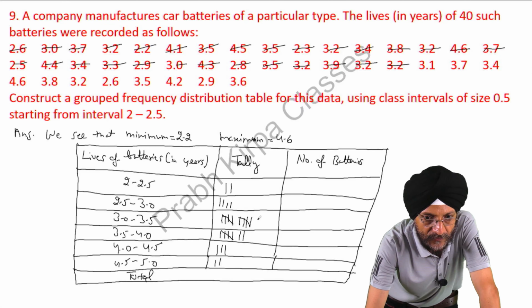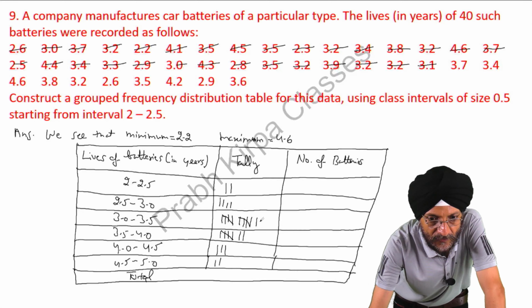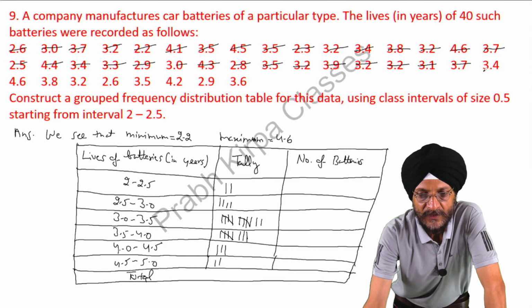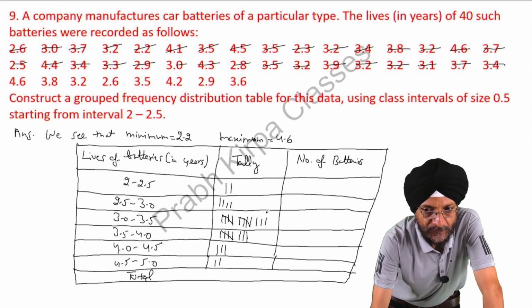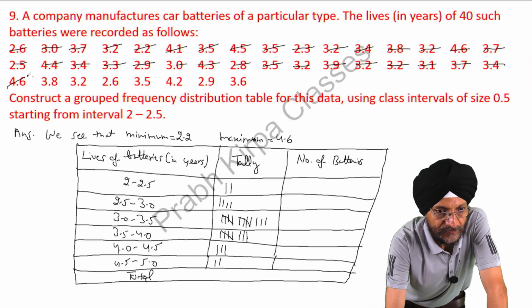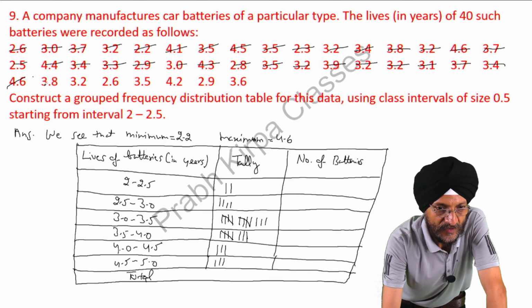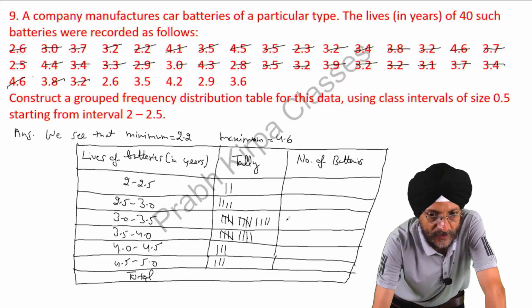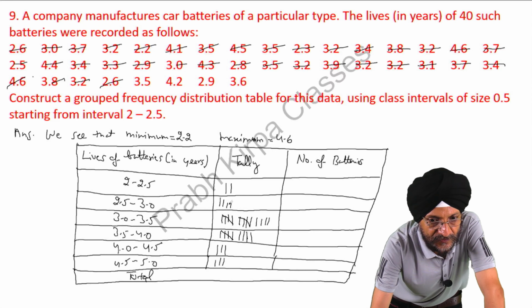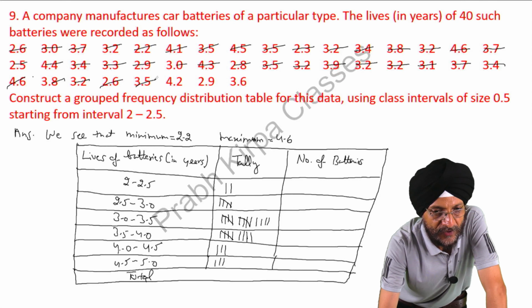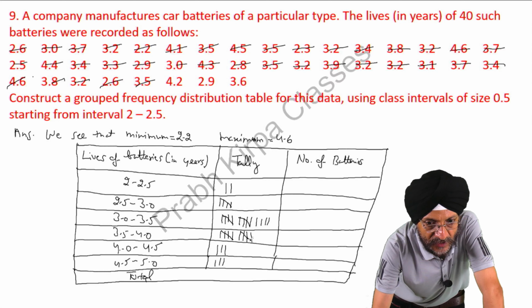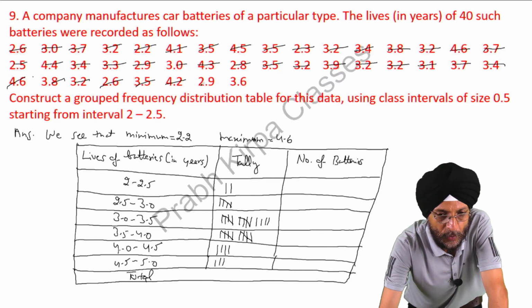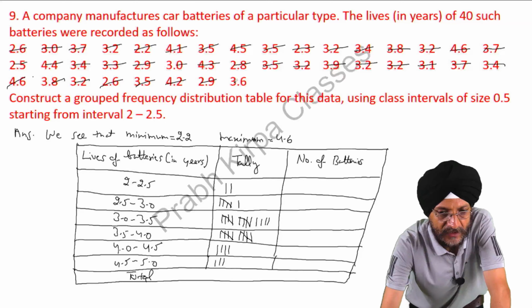3.2, 3.1, 3.7, 3.4, 4.6, 3.8, 3.2, 2.6, it is for the fifth time. 3.5, it is again for the fifth time. 4.2, 2.9, and 3.6.